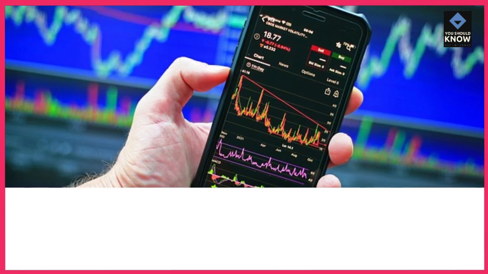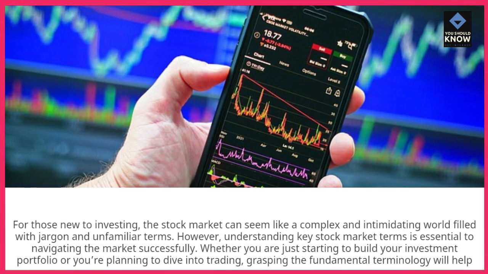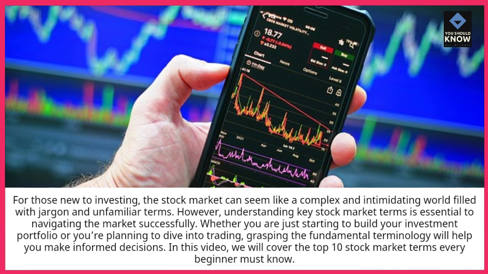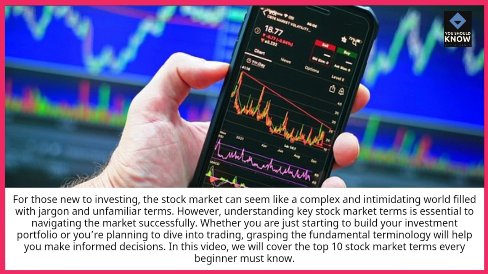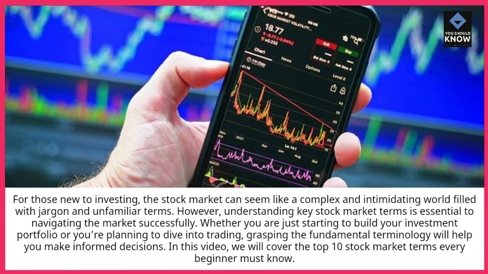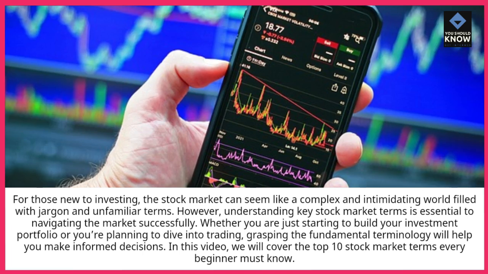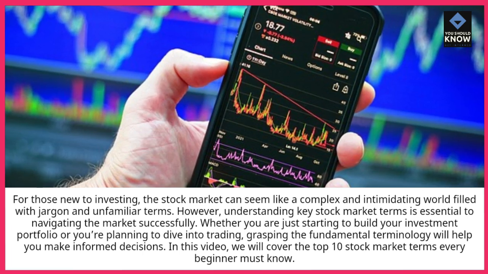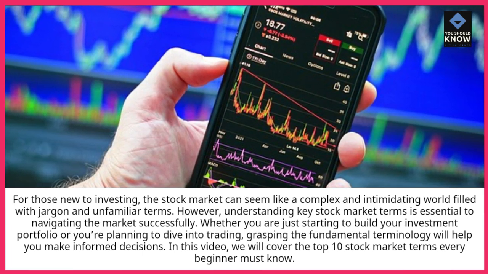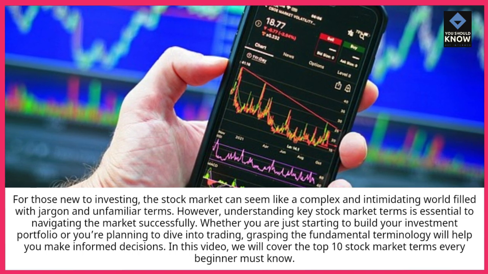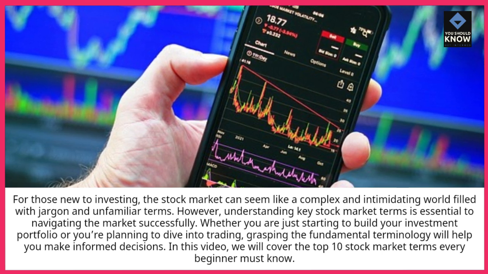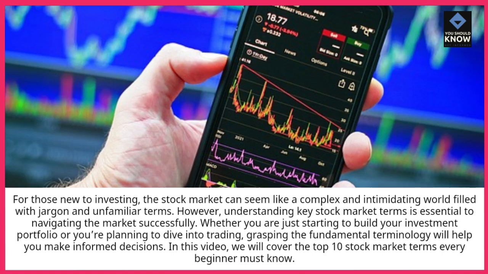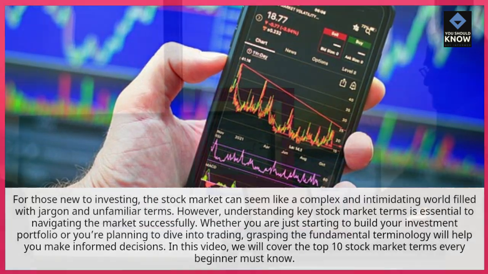For those new to investing, the stock market can seem like a complex and intimidating world filled with jargon and unfamiliar terms. However, understanding key stock market terms is essential to navigating the market successfully. Whether you are just starting to build your investment portfolio or you're planning to dive into trading, grasping the fundamental terminology will help you make informed decisions.